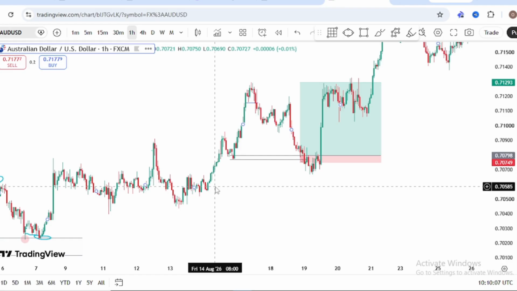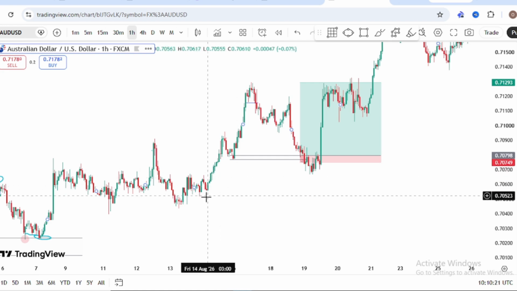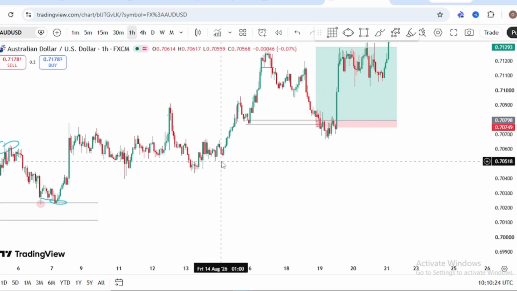Most smart money concept setups fail because of these reasons: no higher time frame bias, no liquidity sweep, wrong zone, and no displacement. So what actually works? These are the simple rules we will follow to get a high probability SMC setup.